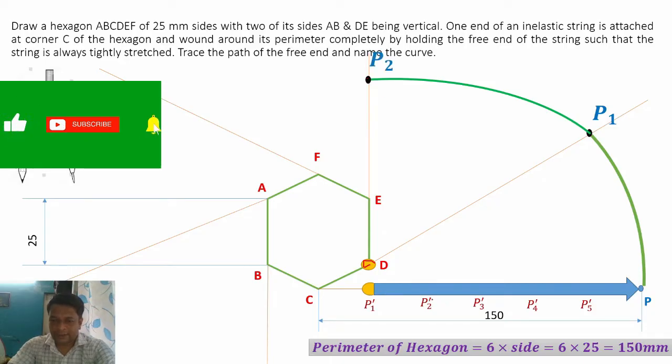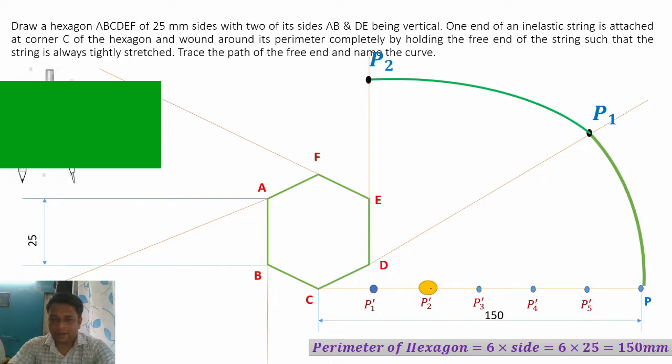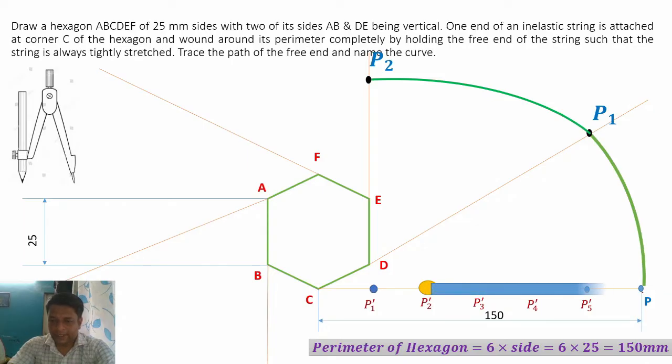Now shift to the next point P2 dash, P2 dash to P. Take this distance in the compass. Now keep the center as point E and mark the next curve up to the next line. Here we get the point of intersection. This point of intersection is called point P3.